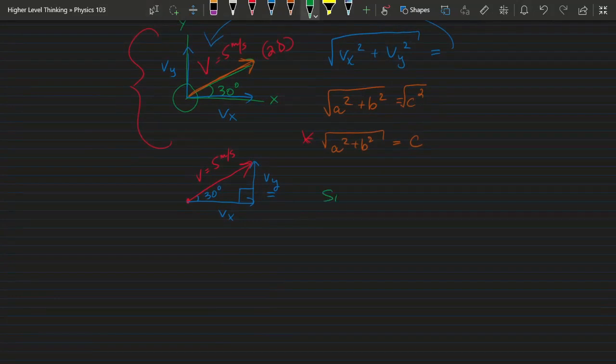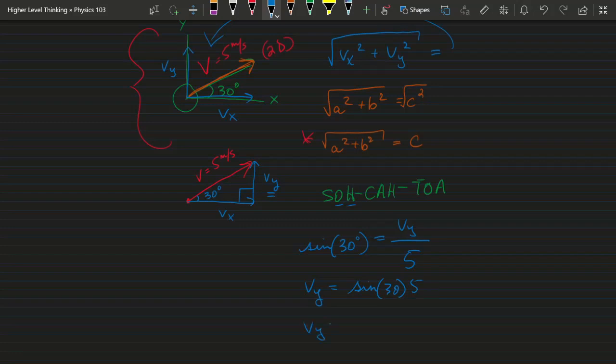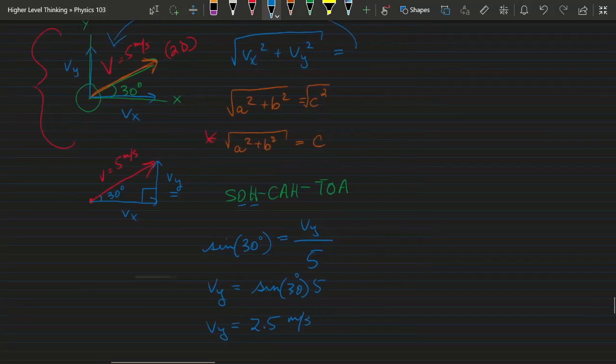I can actually think back to our handy trig and SOHCAHTOA, because I know that the sine of this particular angle is going to be equal to opposite over hypotenuse, vy over our net velocity. So now with some simple rearranging, I can find that vy is equal to sine of 30 multiplied by 5, so vy is equal to 2.5 meters per second.